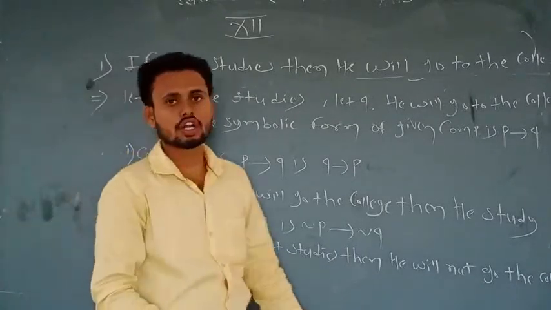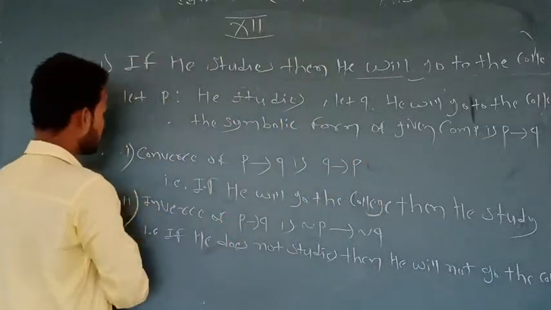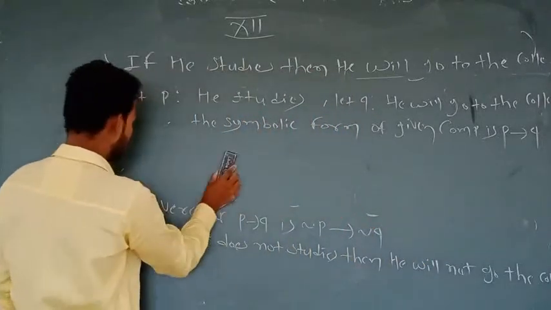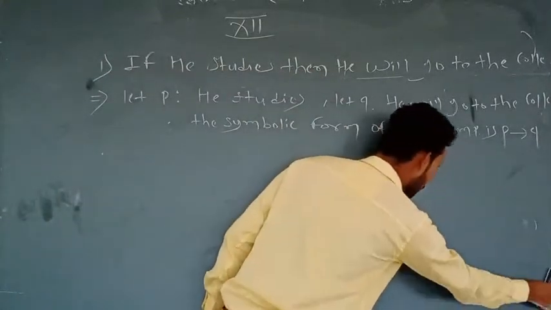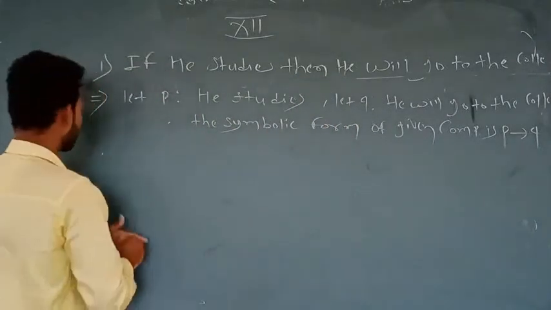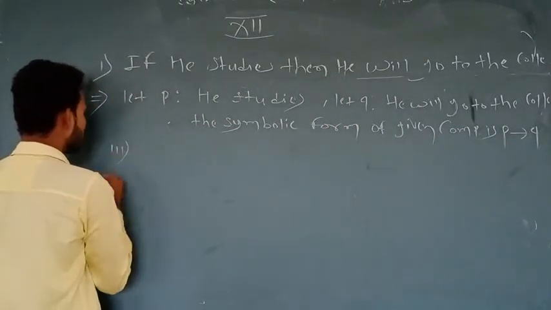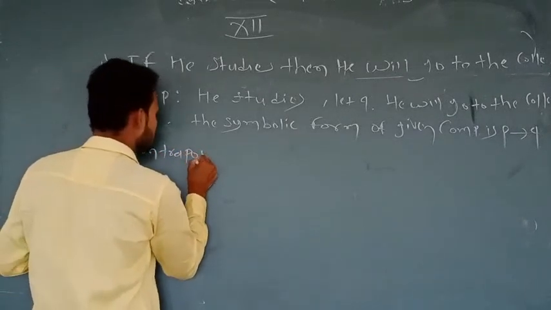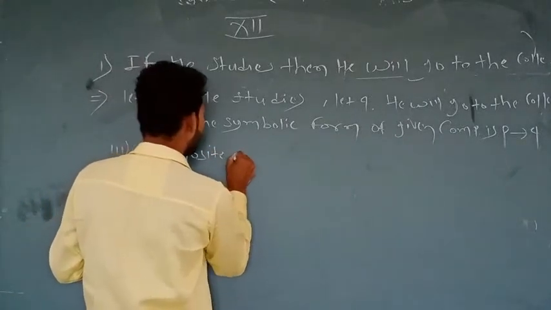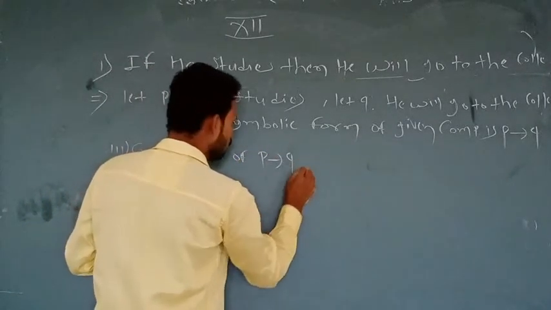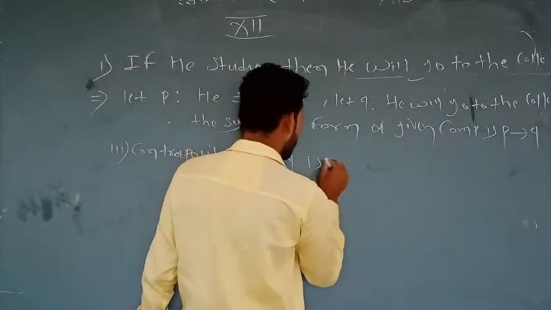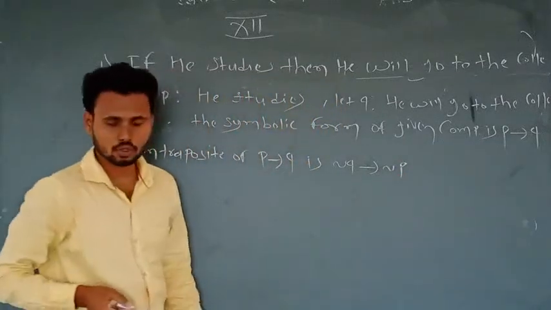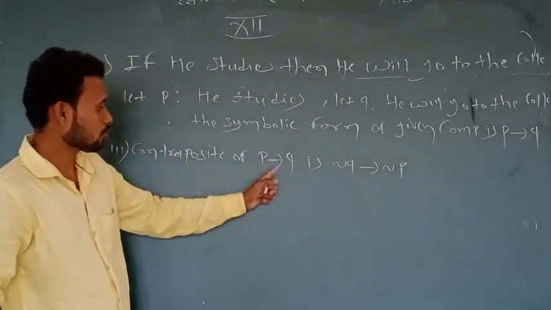Now what remains is the contrapositive. Last remains the contrapositive of the given statement. The contrapositive of P implies Q, the conditional statement, is negation of Q implies negation of P, which is the required contrapositive of that statement.